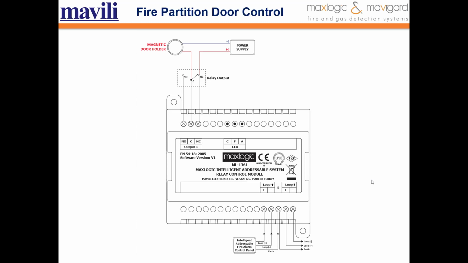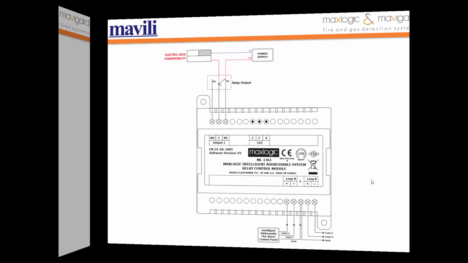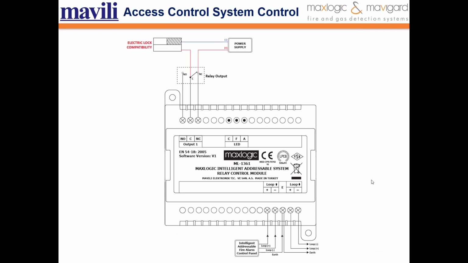Fire partition door control. The relay control module can also be used to send signals to magnetic door holder, and you can control your fire doors. Access control system control. Relay control module can be used to open and release tourniquets in the card pass systems placed at building entrances in case of fire.